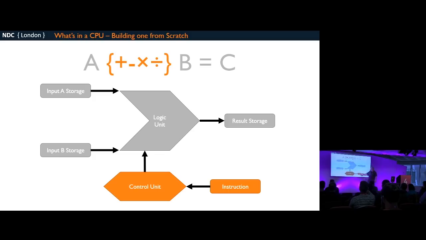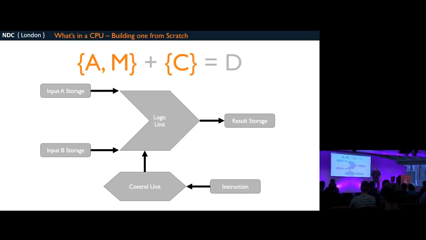We've now got an instruction, a control unit, to tell our logic unit what operation we want, and we have our A, B, and we have our C. All right. Still pretty simple. Of course, if I want to do anything interesting like taking results and then compounding them, I have to start dealing with memory in some way.